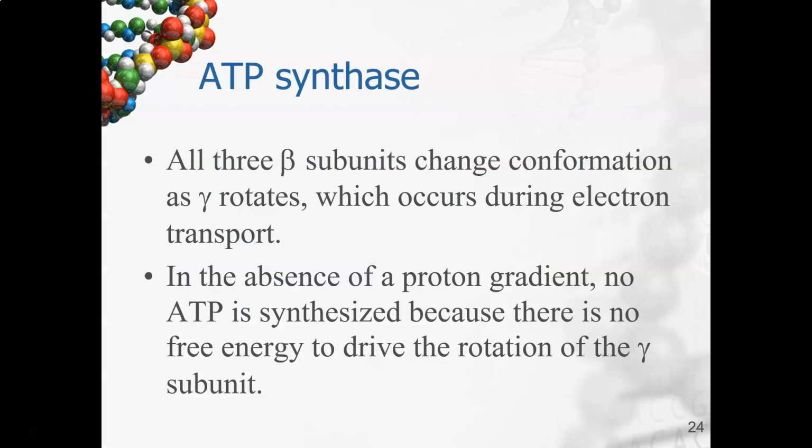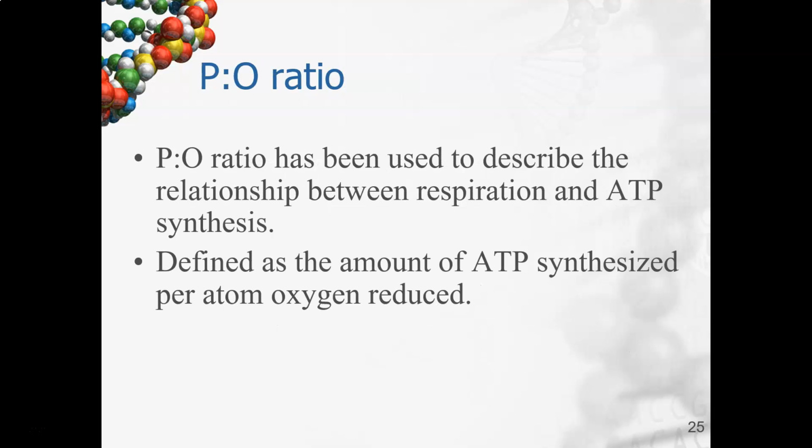So all 3 beta subunits go from loose to tight to open, and when you're tight, you synthesize an ATP. So again, during electron transport, when all 3 complexes are engaging in proton pumping, you'll get a full rotation. So the proton gradient is absolutely necessary. If there's no proton gradient, there's no free energy to drive the rotation of that gamma subunit, and you don't get those beta subunit conformational changes that are necessary for ATP synthesis.